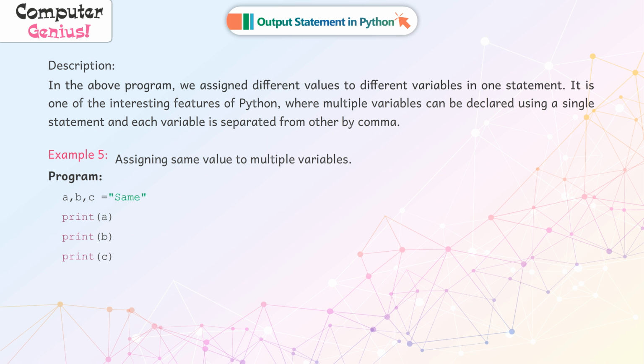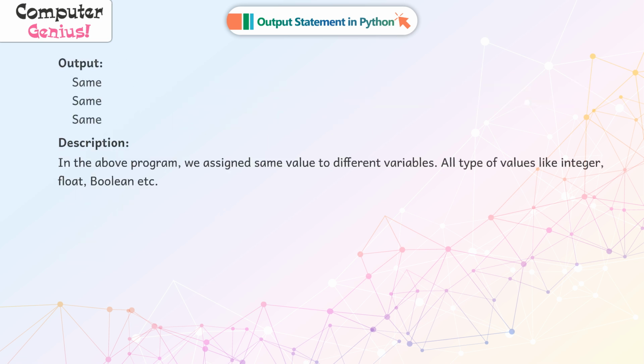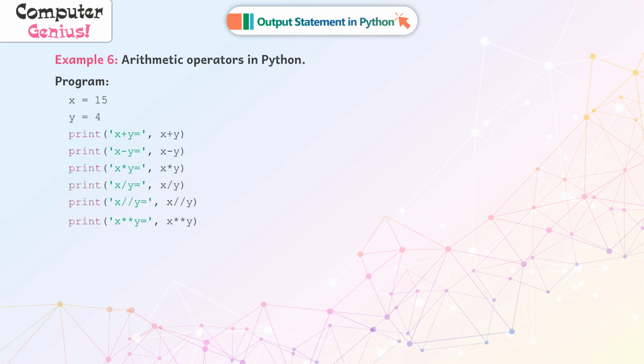Example 5. Assigning same value to multiple variables. Program. Output. Same. Description. In the above program, we assigned same value to different variables, all types of values like integer, float, boolean, etc. Example 6. Arithmetic operators in Python.